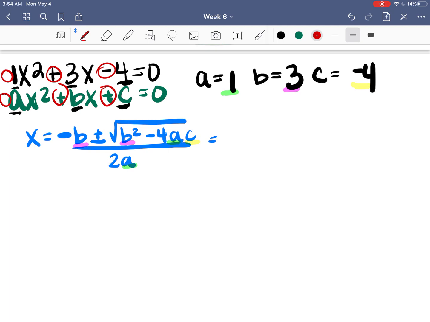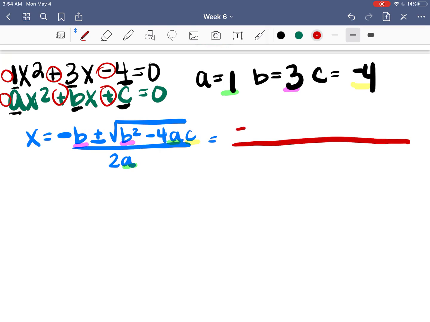All right, because that negative 4 needs to come in, like it needs to stay negative here. All right, so step number 1 is to label it, to find out what a, b, and c are. Step number 2 is to plug in those numbers where they correspond in our formula. So let's do that next.